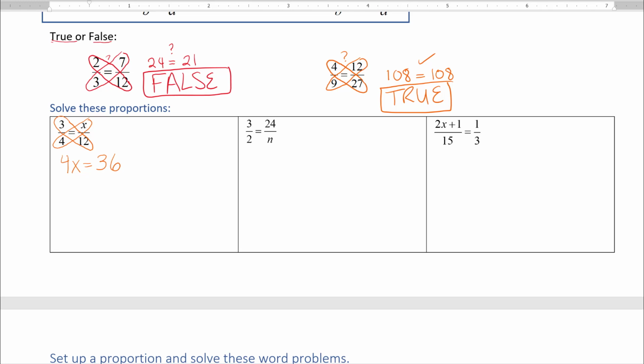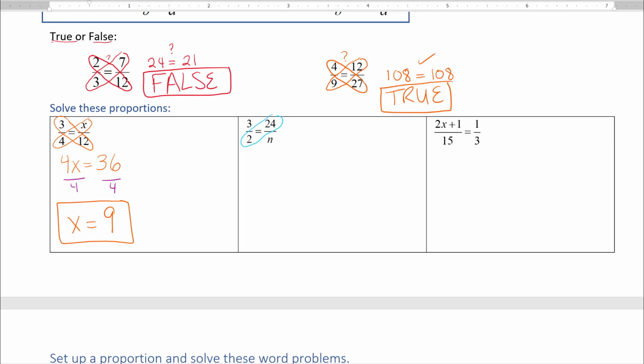Now I have an equation that doesn't have any fractions in it. I much prefer to solve this equation than the one with fractions in it. So now I can divide both sides by 4, and that's going to get me x equals 36 divided by 4, which is 9. So x equals 9 is my solution. I could check it if I want to. I don't have to, so I'm going to leave that to you if you want to check it.